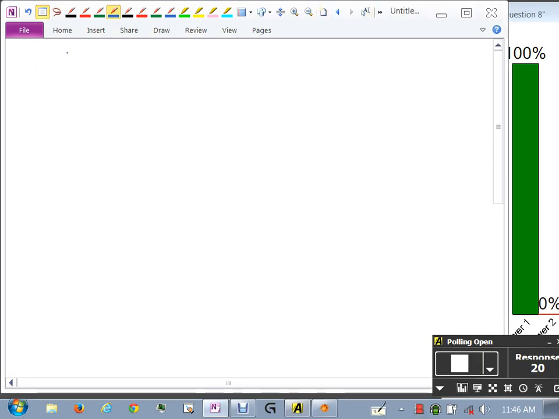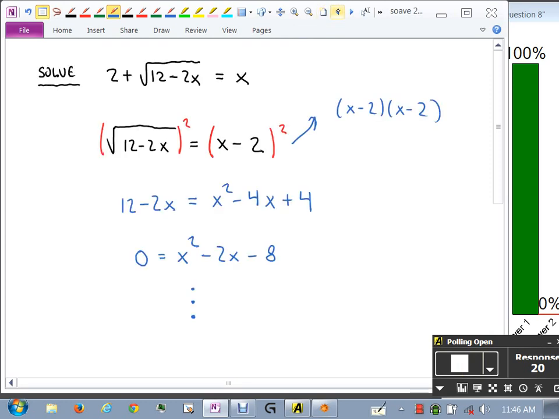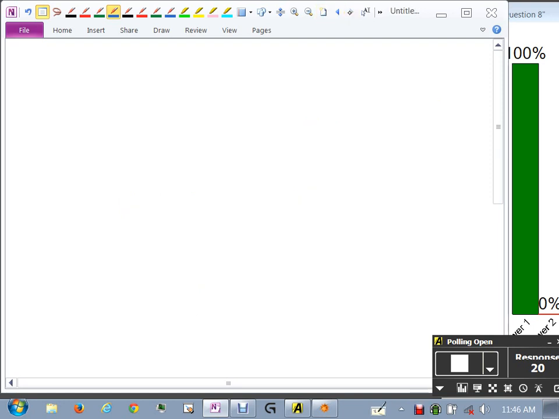Yes, you would have to check your answers on that one. Well, was it negative? You're checking before, negative 2, that you'd have to check. The only one that works is 4. Negative 2 doesn't work. All right, so what about this one?